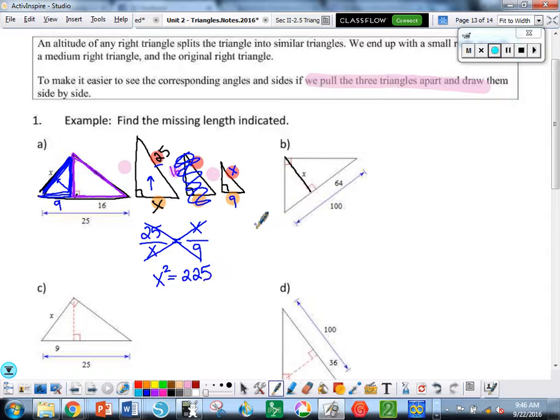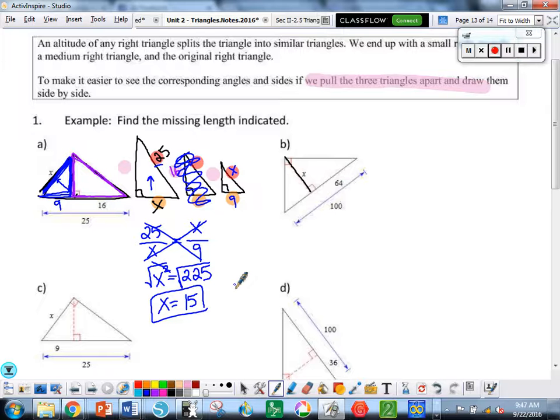How do I cancel an x squared? Good. To cancel an x squared, I'll take the square root. So x equals 15. Okay, first time is always a little bit rocky. Let's do it again and then I'll take your questions.